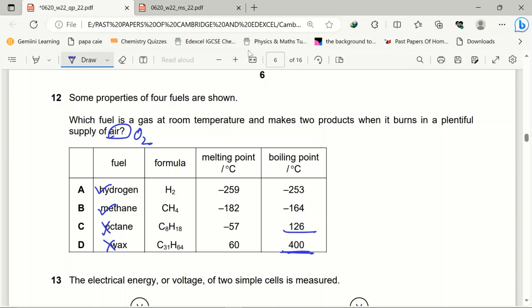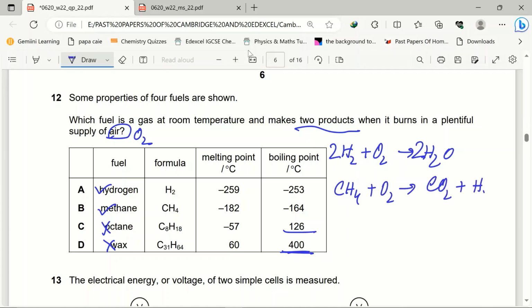We have found already hydrogen or methane, because they have boiling points of negative 253 and negative 164, and it makes 2 products. 2 products need to be made when it burns in a plentiful supply of air. If we burn hydrogen in oxygen, it forms only water. Only one product is formed. Whereas methane, CH4, if we burn in oxygen, forms carbon dioxide and water. So you need to balance. If you want to balance, you can, but for this purpose we don't need to. 2 oxygen and 2 oxygen, 4 oxygen, so you just balance it. So B is the only correct answer, because it is giving you 2 products. So 12, B is the only correct answer.